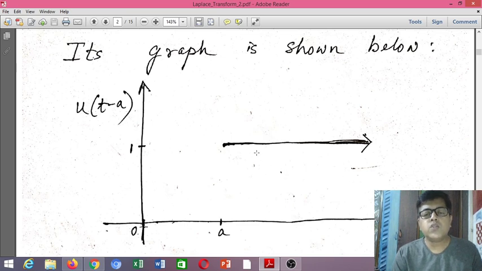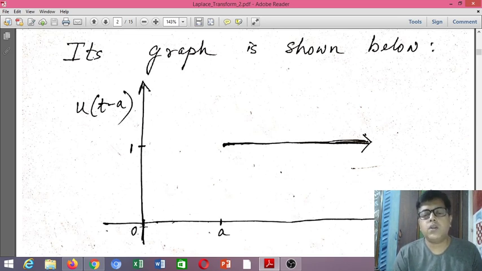From the nature of the function I've drawn, you can see it is a step function because steps are formed. This is one step and there's another step. Since it looks like a step, it's called a step function, the function being discontinuous at the point a. And since the magnitude of this step, the height, is 1, it is called a unit step function. That's the concept of a unit step function.